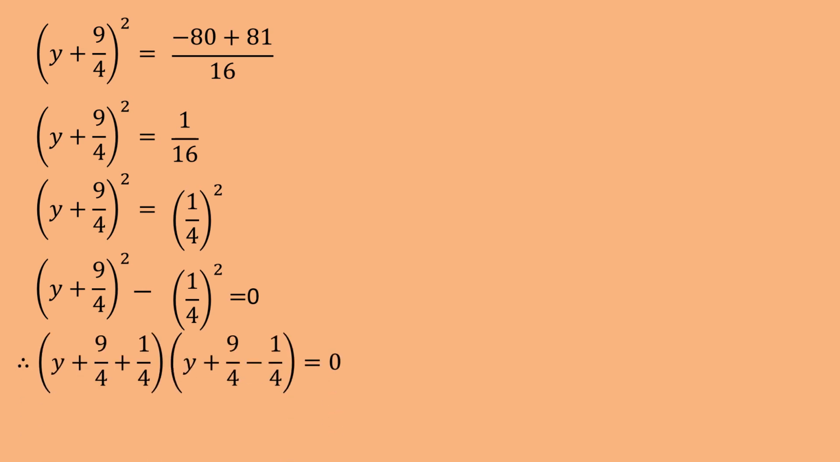So your equation will become: in the first bracket, y plus 9 upon 4 plus the base of the second bracket; in the second bracket, again the base of the first bracket minus the base of the second bracket. So we got our factors here. y plus 9 upon 4 plus 1 upon 4 is one factor. y plus 9 upon 4 minus 1 upon 4 is the other factor. So when we simplify, since the denominators are the same, we have y plus 10 upon 4 into y plus 8 upon 4 equals 0.